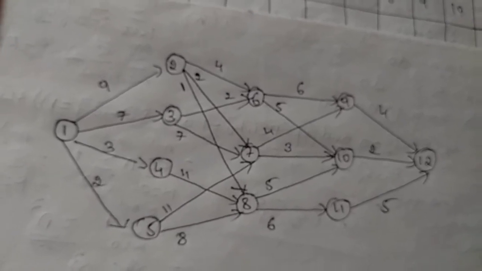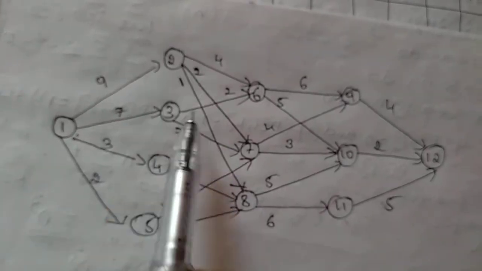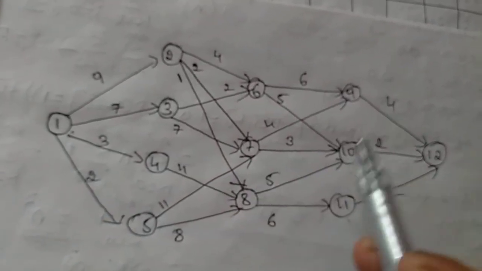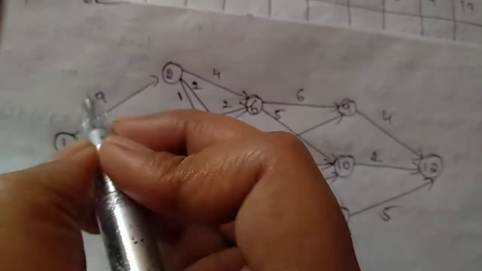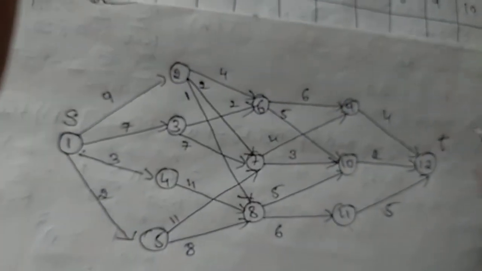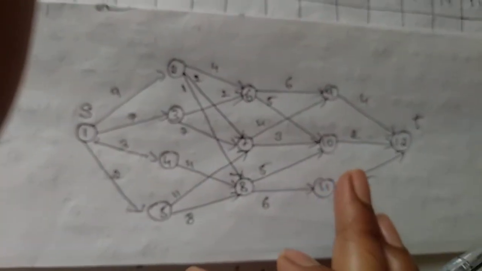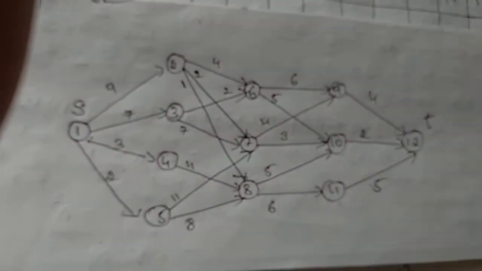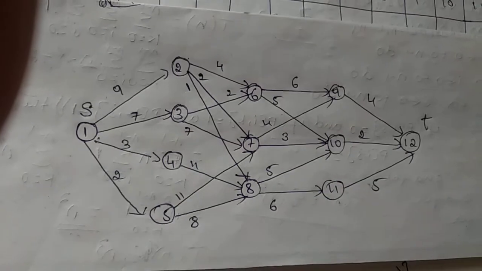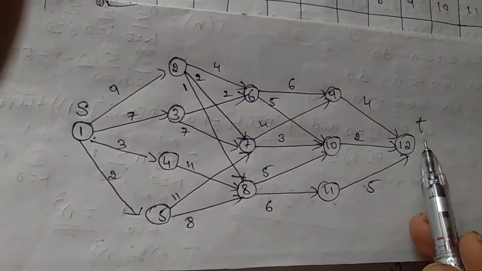Okay, let us start with the problem. This is the problem they have given. Vertices 1, 2, 3, 4, 5, 6, 7, 8, 9, 10, 11, 12. Here 1 is the source, and 12 is T, the destination, or you can say the sink. All other vertices are in between stages. This is the source, and this is T, the sink.